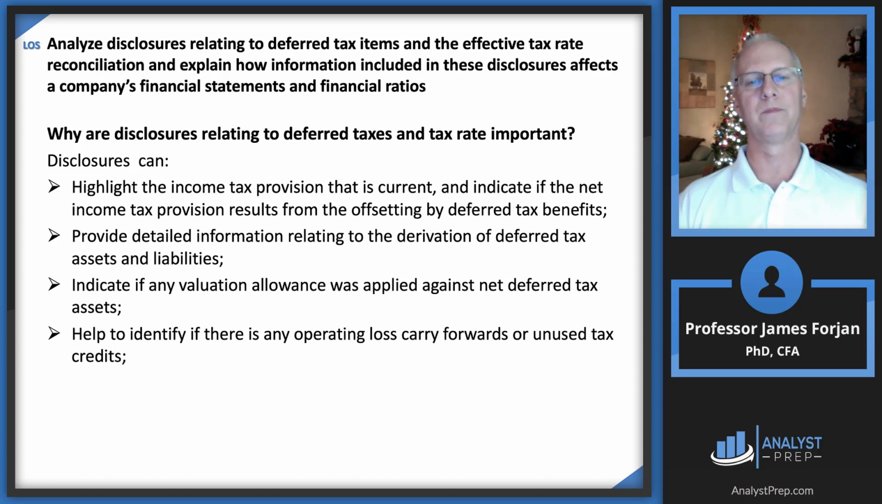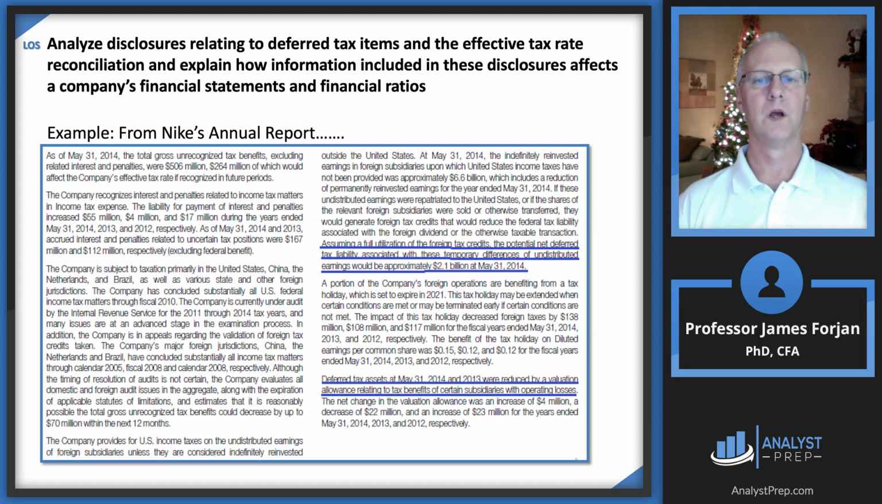So that's really important. How about the derivation of deferred tax assets and liabilities and a valuation allowance, and then if there are any operating loss carry forwards or maybe some unused tax credits. So the disclosures are going to explain some of that financial data that we can see right directly on the income statement or the balance sheet. And here's a direct example from Nike's annual report. There's a discussion on a deferred tax liability and tax benefit, and we've highlighted those over in the blue.